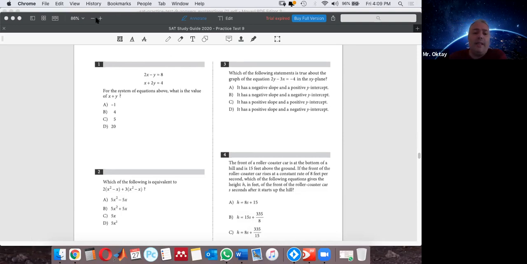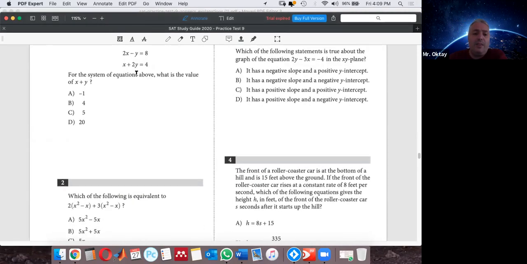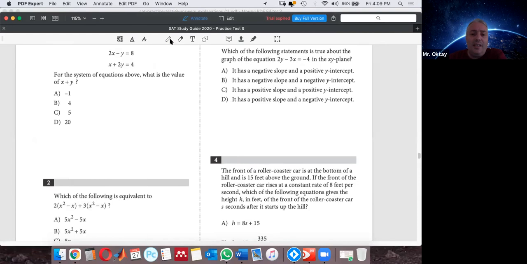What is the value of x plus y? Let me make it bigger. Okay, what is the x plus y? So how can we solve this? So you know that elimination method. So which one is better to eliminate?